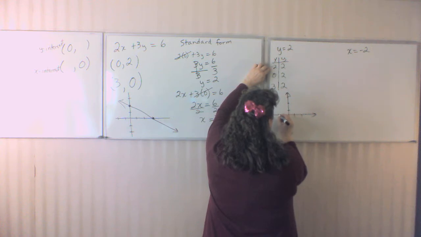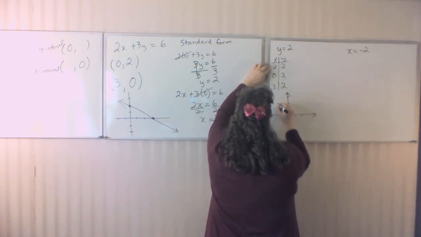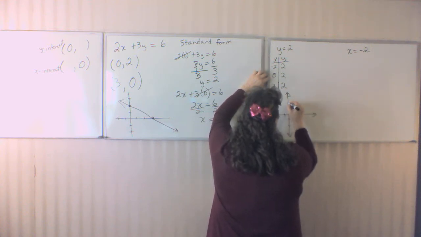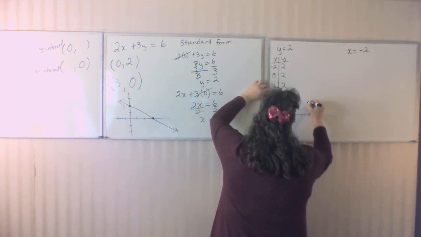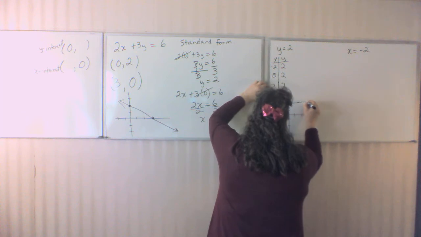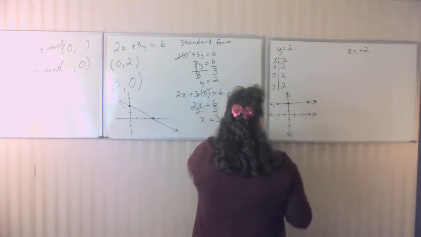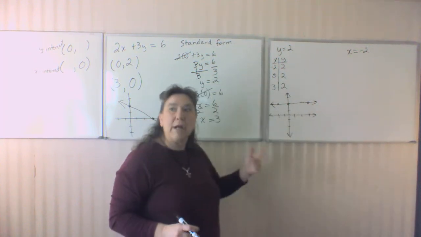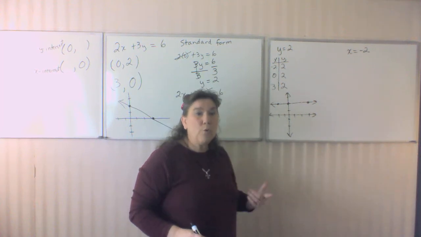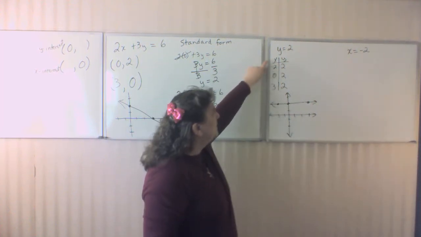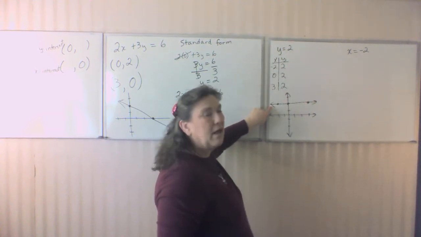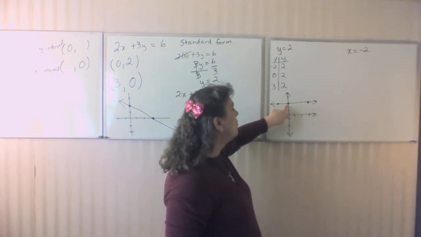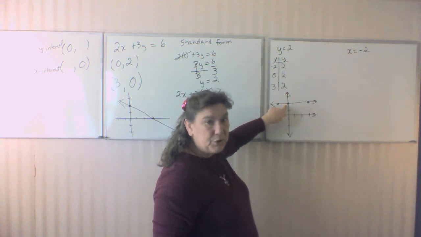-2, 2. Here's -2, and I'm going up 2. 0, up 2, and 3, up 2. This makes a horizontal line. And in our next lesson, we will find out what kind of a slope a horizontal line has. But this particular equation makes a horizontal line that crosses the y-axis at the number 2.